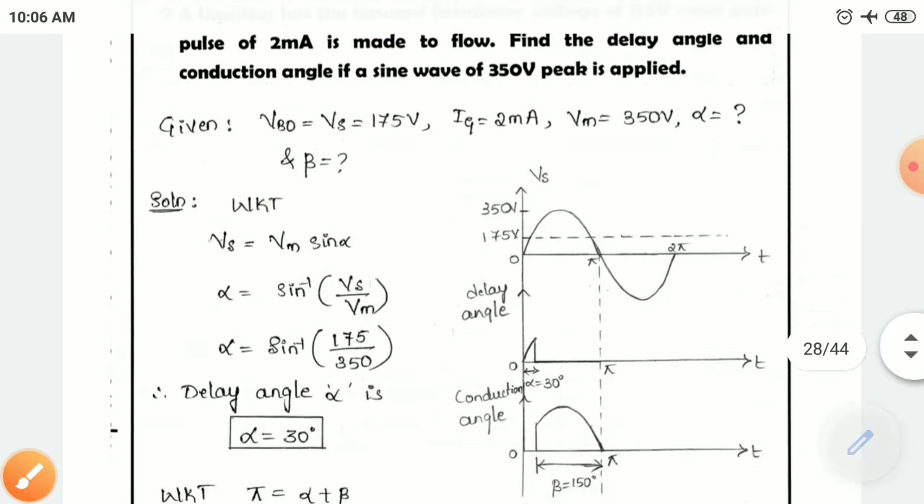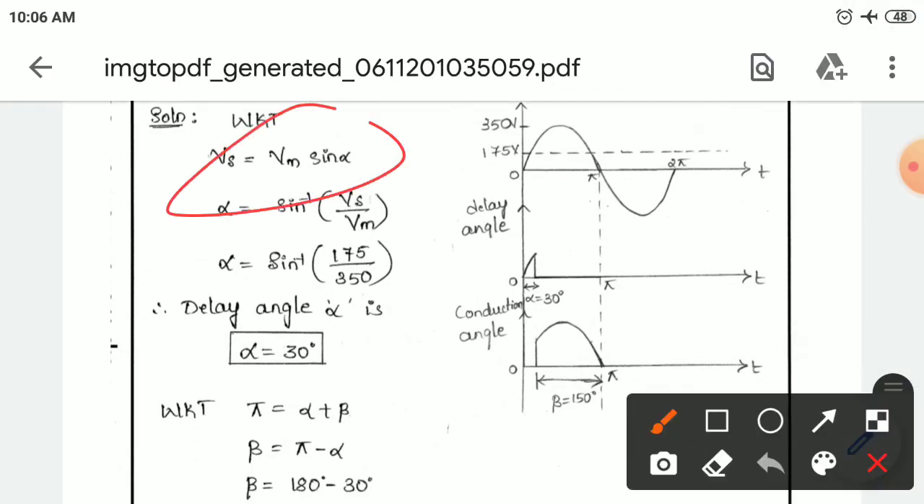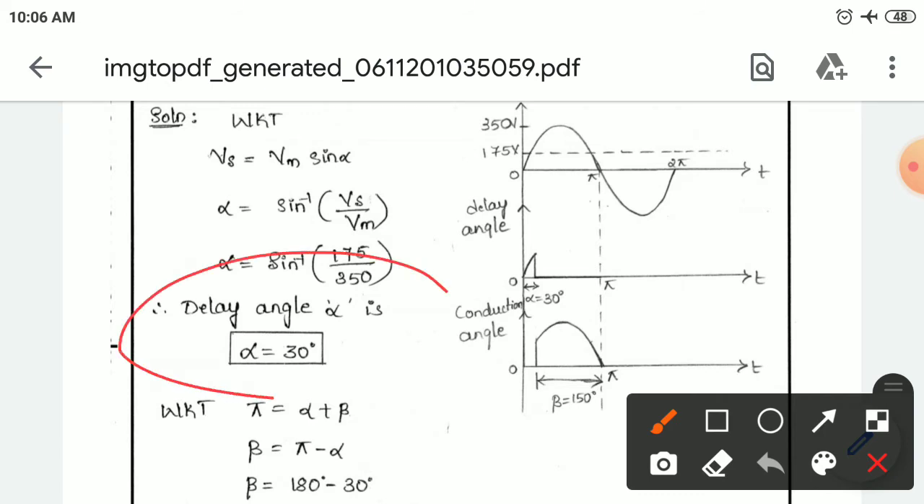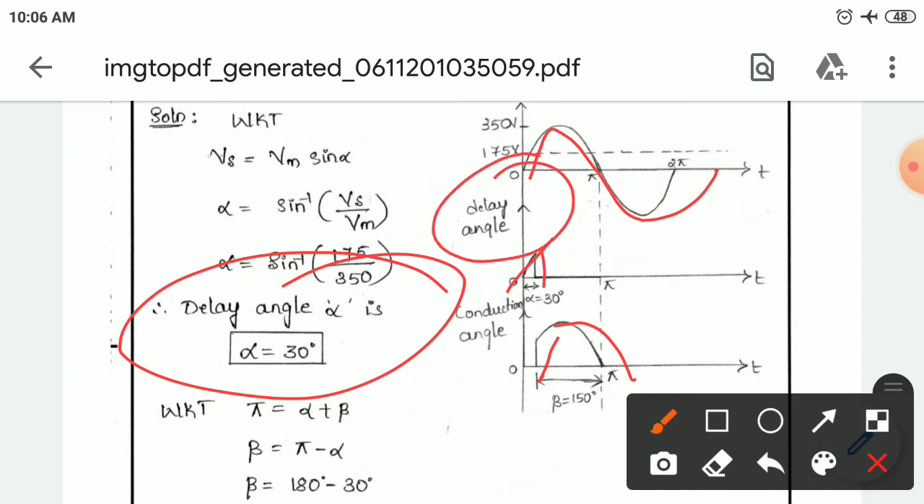We know that Vs is equal to Vm sin omega t, so at the firing instant Vs is Vm sin alpha. So alpha is equal to sin inverse of Vs divided by Vm. Vs is 175, which is given, and Vm is also given. So find the delay angle alpha. Alpha is now 30 degrees. So this is your full sine wave, and your alpha is 30 degrees. The remaining will be your conduction angle. The delay angle is 30 degrees. The conduction angle is the total angle minus the delay angle.